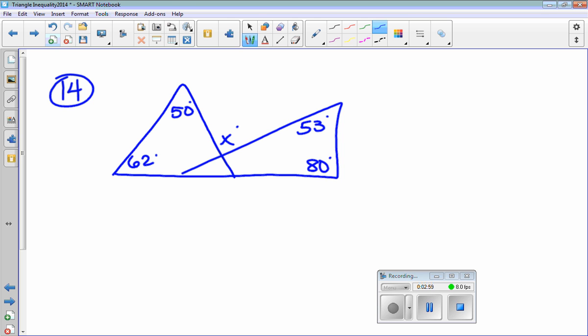Okay. So what you need to do in this case is you need to treat the triangles separately. So I'm going to start by looking at this triangle here. Just this triangle, I have 2 of the 3 angles. So I'm actually going to find this angle right here, because it's the other angle in the triangle. So if I add 62 and 50, I get 112. And subtract that from 180, what do I have left? Okay, so I know that that angle right there is 68 degrees.